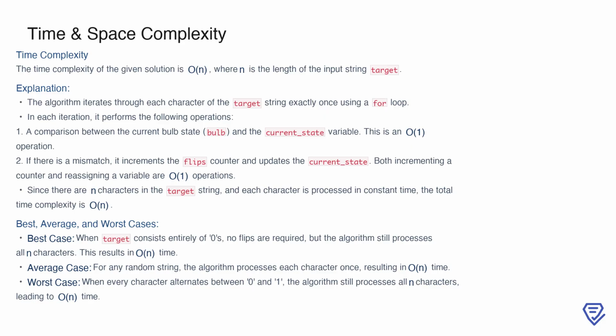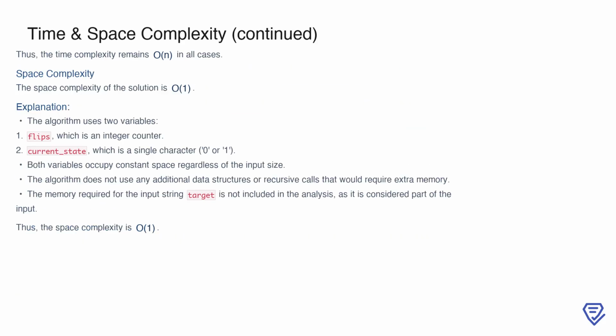Since there are n characters in the string, and each character is handled in constant time, the overall time complexity is O(n). Whether in the best case, where the target consists entirely of zeros, or in the worst case, where the string alternates between 0 and 1, the algorithm still processes all characters once. This consistency across all cases ensures an O(n) time complexity. Thus, the time complexity remains O(n) regardless of the input.